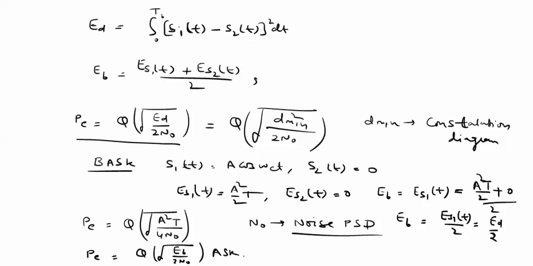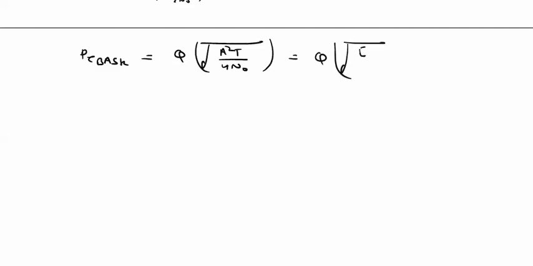So the probability of error for ASK, BASK, is Q of root A square T upon 4N0. One more style to write it is EB upon 2N0, where EB is the bit energy. The relation between EB and ED is this: EB equals A square T by 4. We write the expression for the probability of error in this way.